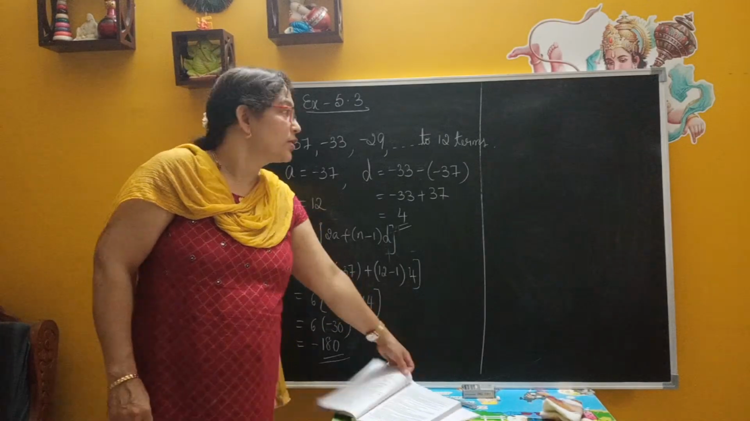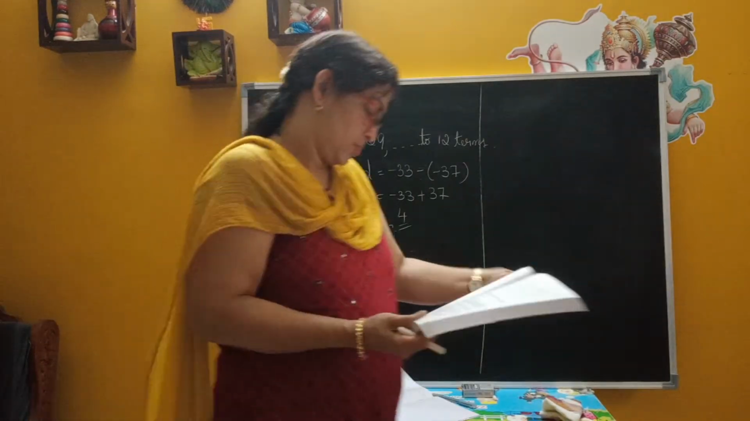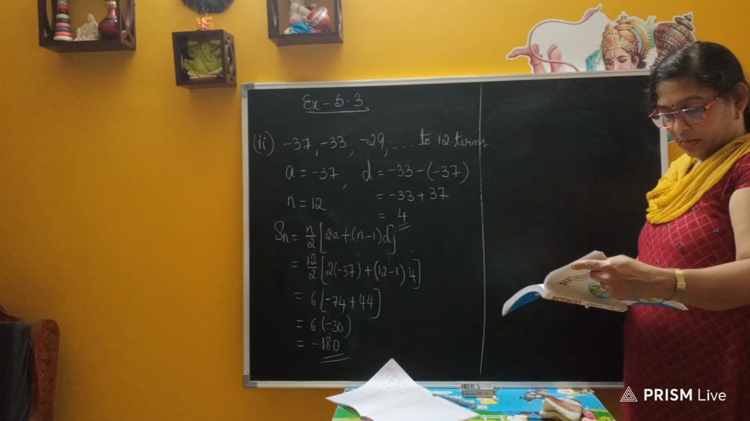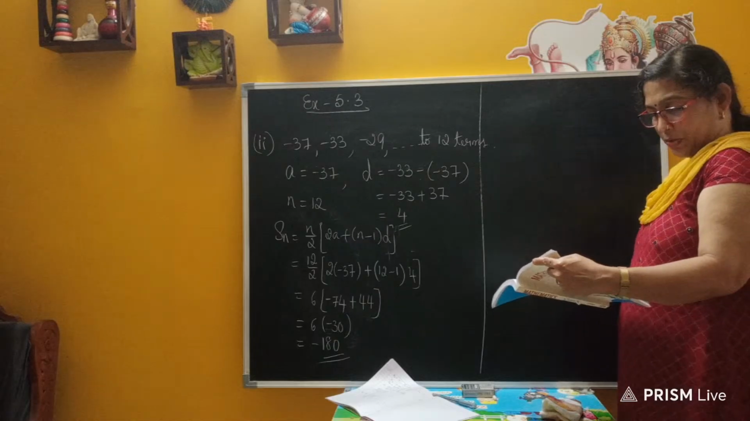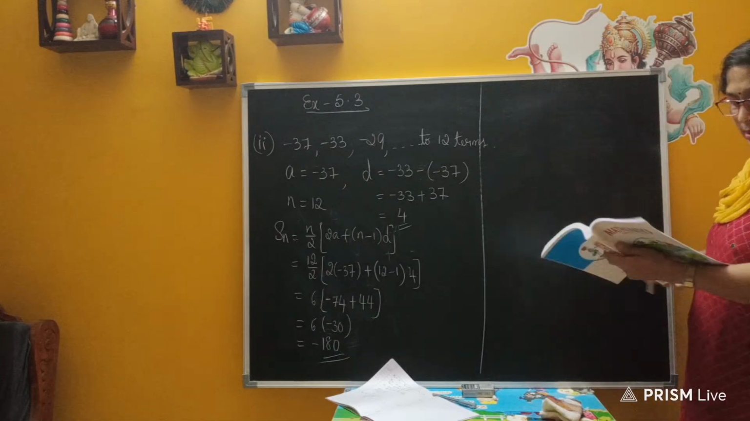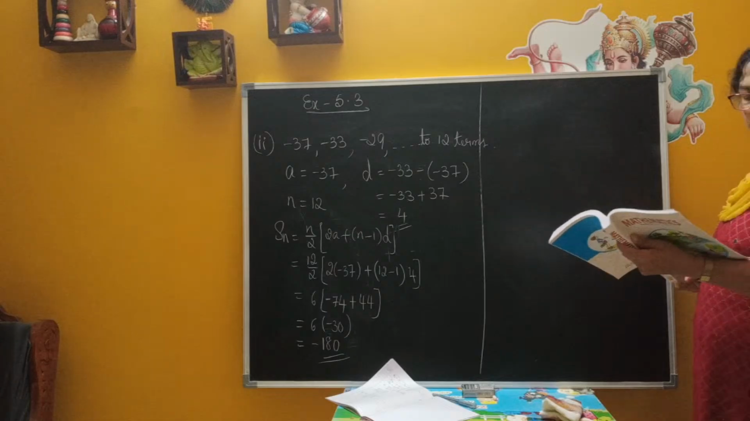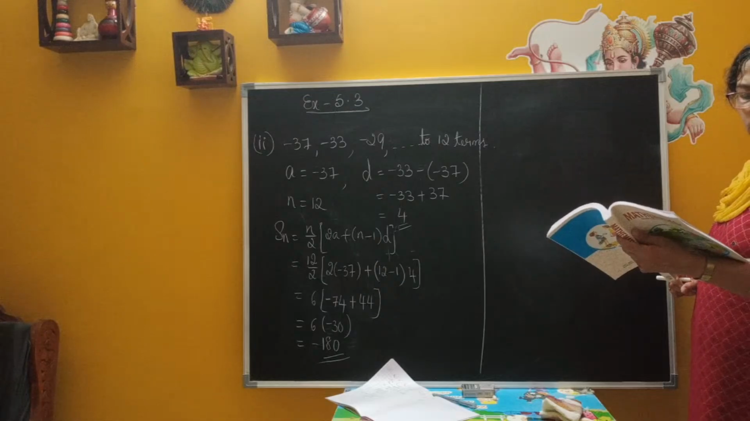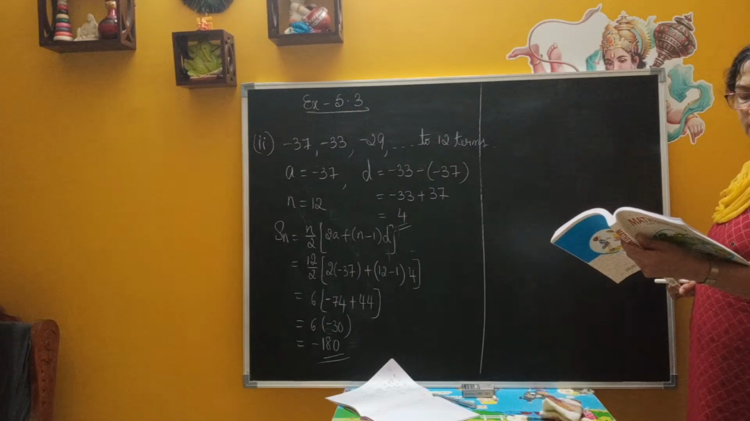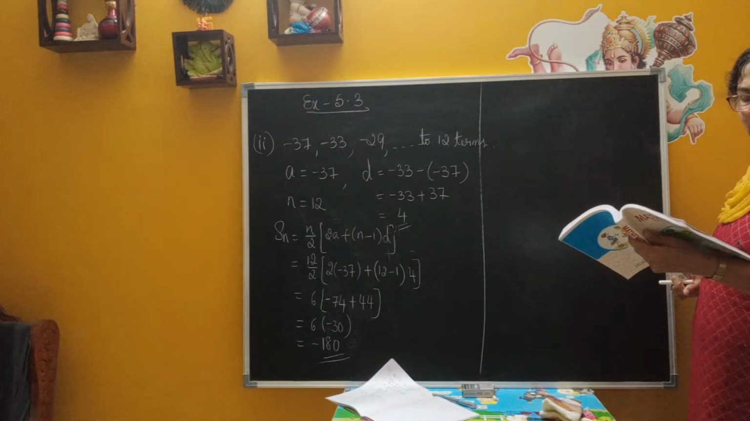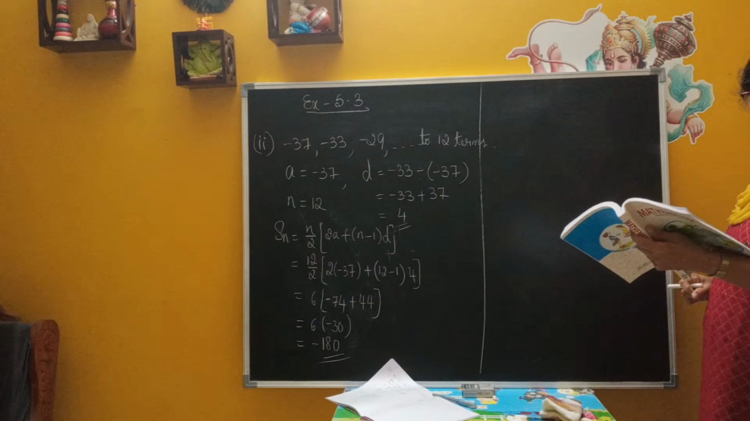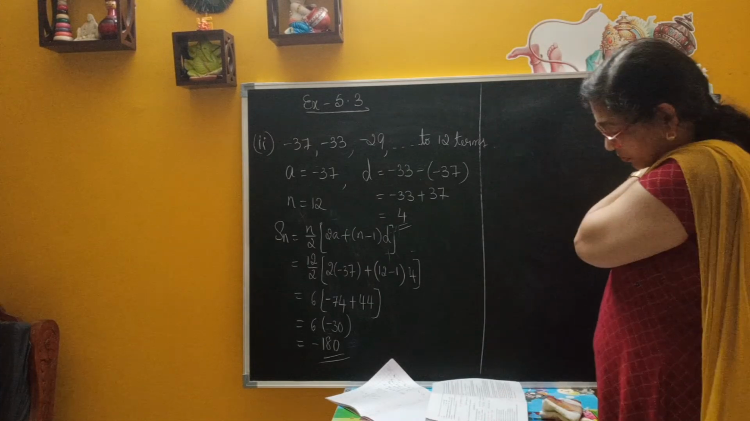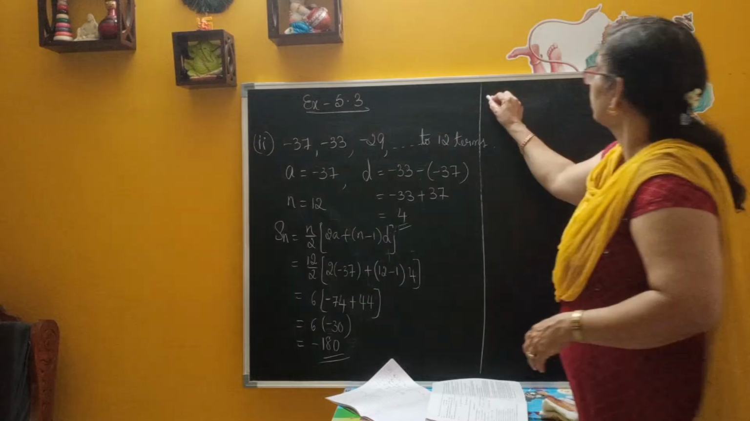Now let us go with the fourth problem. Okay, third problem. It is A12 given and it is equal to 37. D is equal to 3. Find A and S12 it is given. And in the fourth problem, A3 is 15, S10 is 125. Find D and A10 it is given. Okay, let us go with the fourth problem.